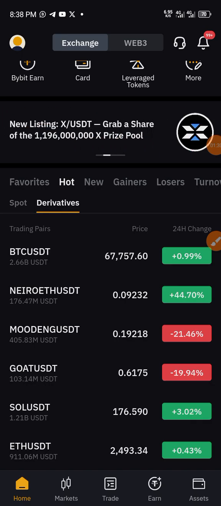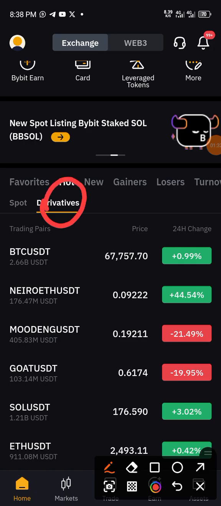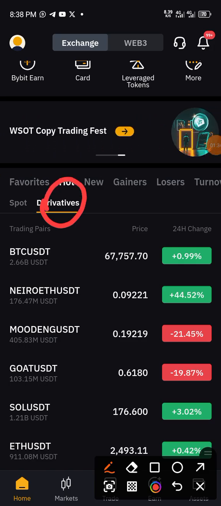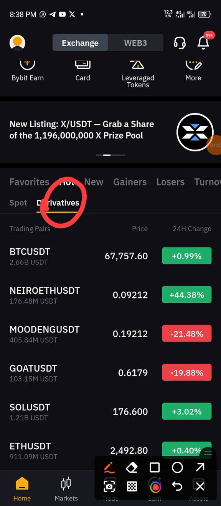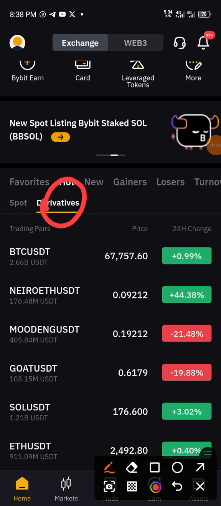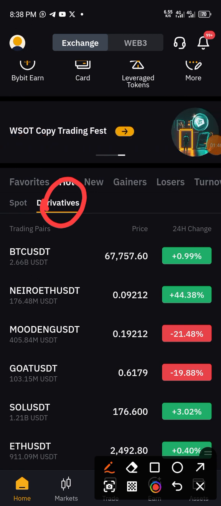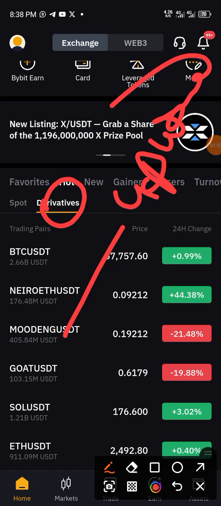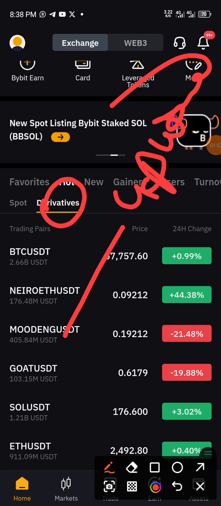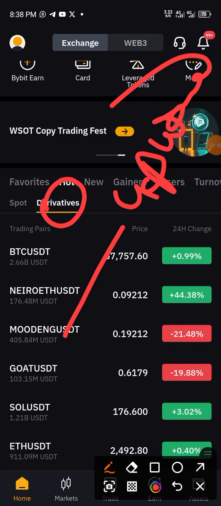And on derivatives, if you predict a particular coin to go downwards, which is negative, and it truly goes downwards towards your predictions, then you will make money, right? And if you predicted it to go upwards, you will still make money as long as it goes towards your predictions.